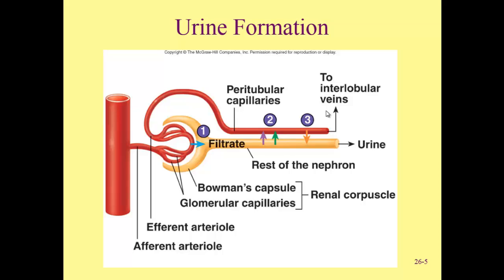Filtration is going from the glomerulus to Bowman's capsule, so it's leaving the vascular system. Reabsorption is going from the nephron to the blood, and secretion is going from the blood to the nephron.